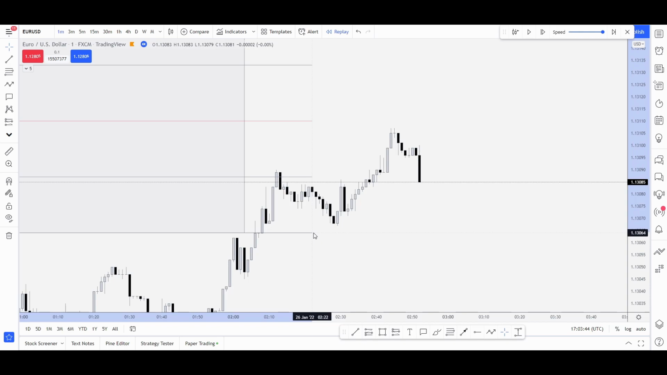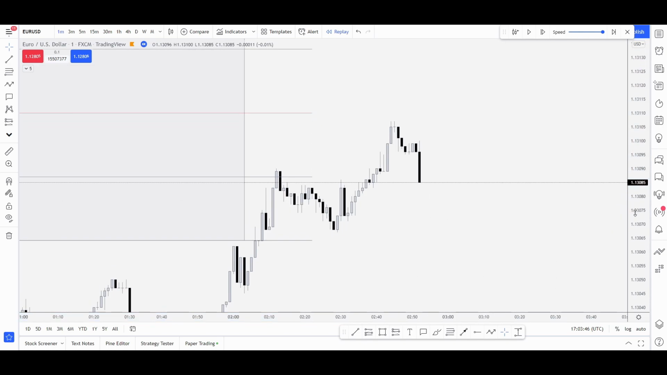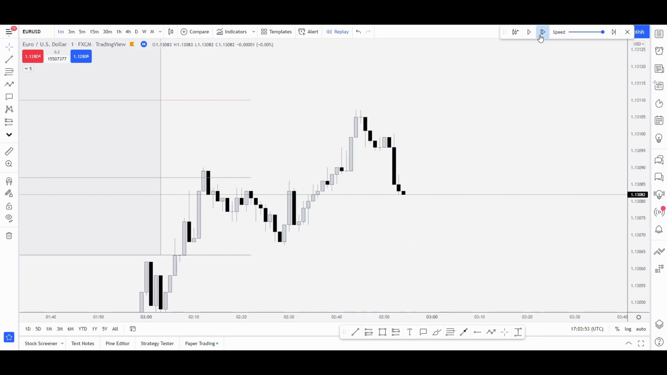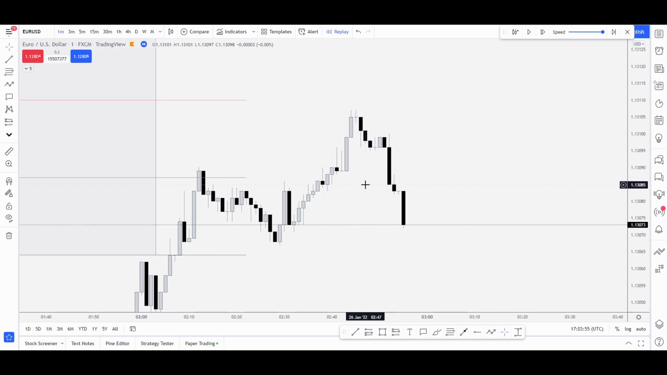So let's just move this out of the way, tidy up the charts a tiny bit. I just wanted to confirm to myself that we had a couple of breaks of structure and that price was actually looking to reverse, okay? So I allowed price to come down before I started marking it up correctly, but here we go.